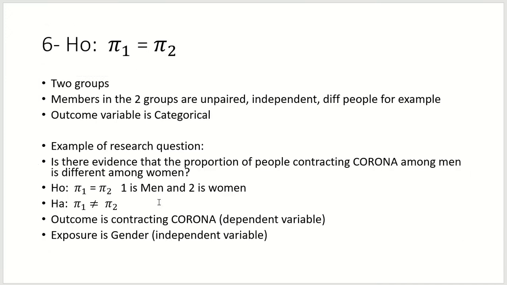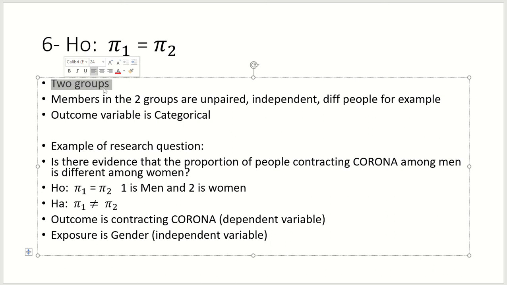Okay, scenario number 6. Still, you're interested in comparing two groups. But this time, members in the two groups are unpaired. They're independent. These are different people, for example. Still, the outcome is categorical, and the null hypothesis is the same. Proportion in group 1 is equal to proportion in group 2. Okay, remember, we write it using the population parameters.